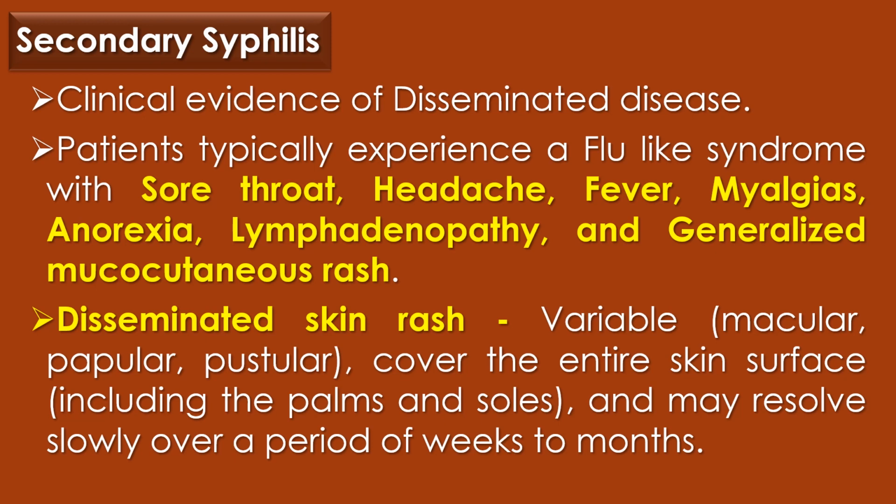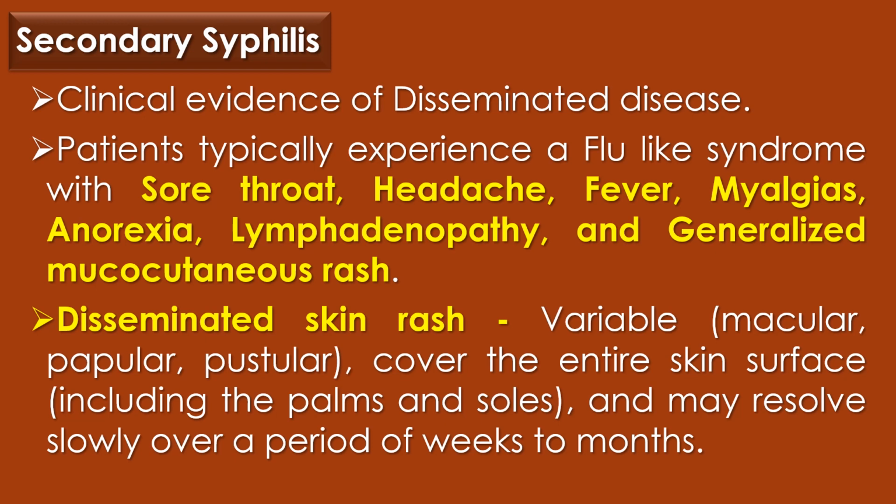Secondary syphilis. The clinical evidence of disseminated disease marks the second stage of syphilis. In this stage, patients typically experience flu-like symptoms with sore throat, headache, fever, myalgias or muscle aches, anorexia, lymphadenopathy or swollen lymph nodes, and a generalized mucocutaneous rash.